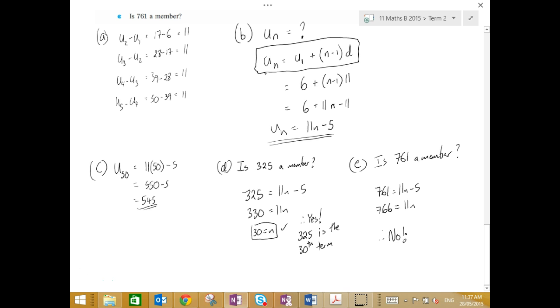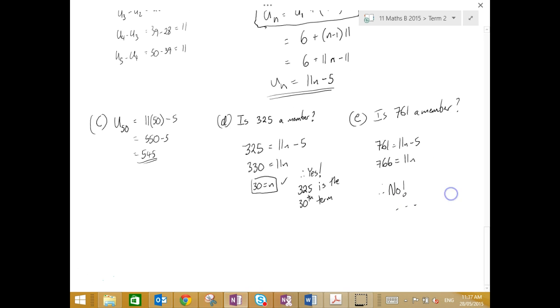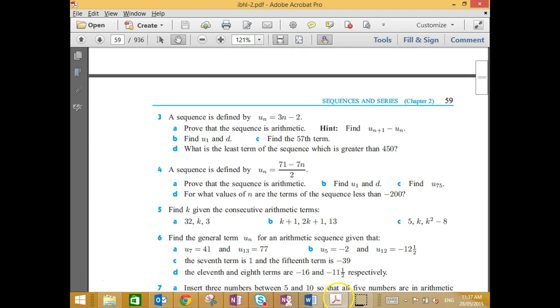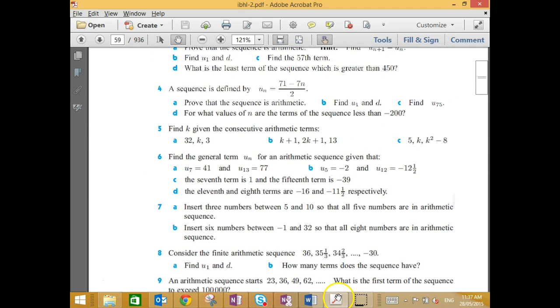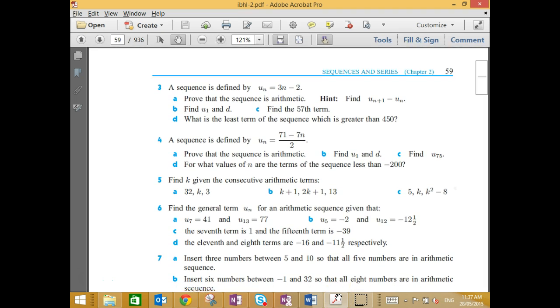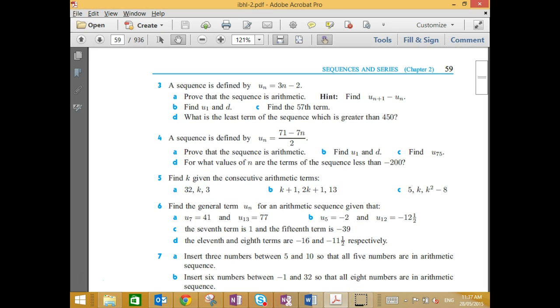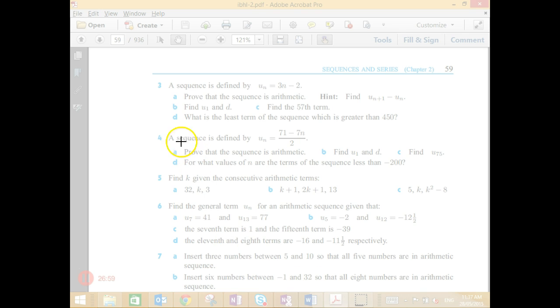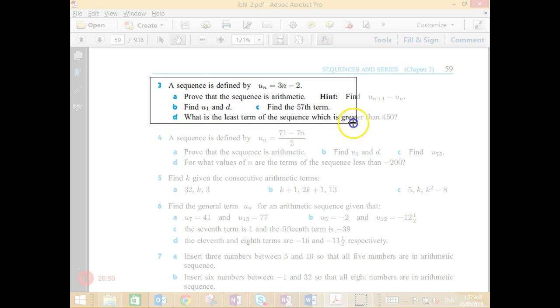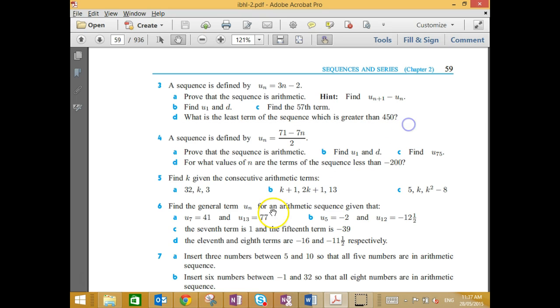So we want to try a few of these. Yeah, let's do some harder ones. Let's do question 5. Or can we do 4? What about we do question 3 and then question 5? Question 3 looks good.